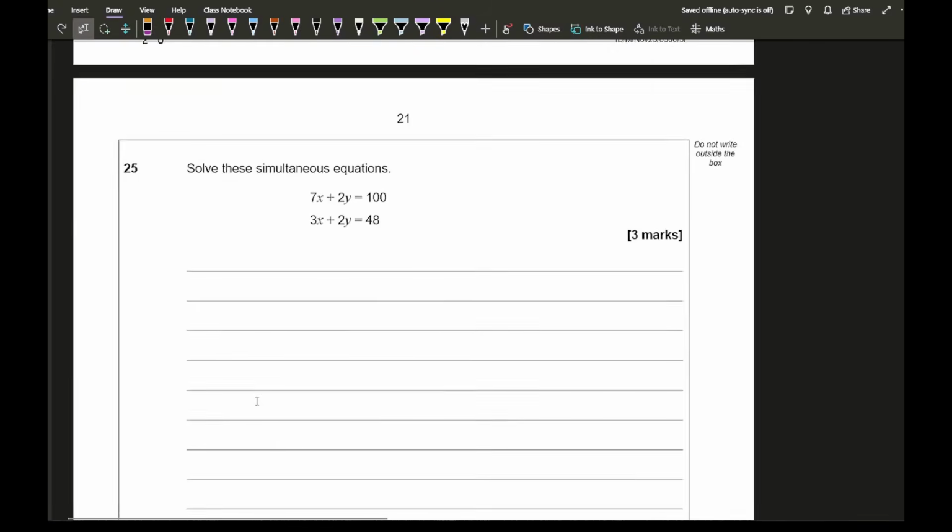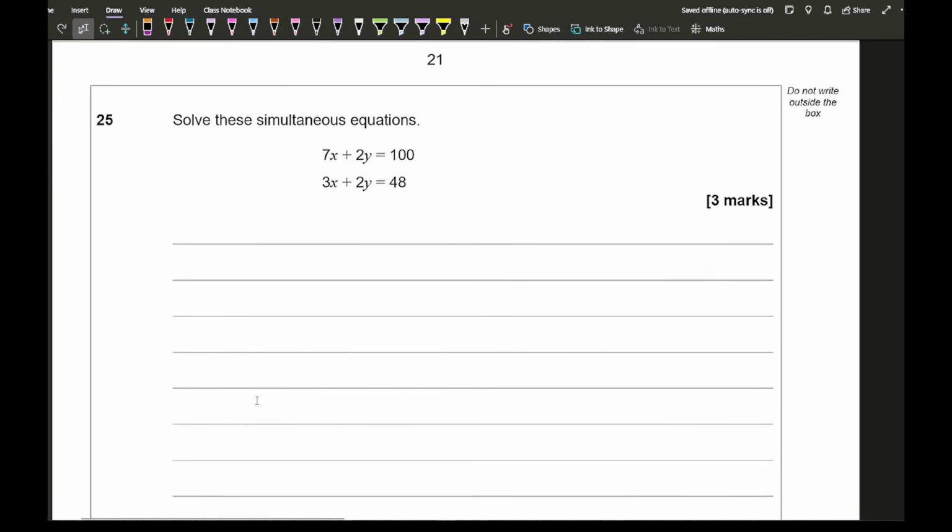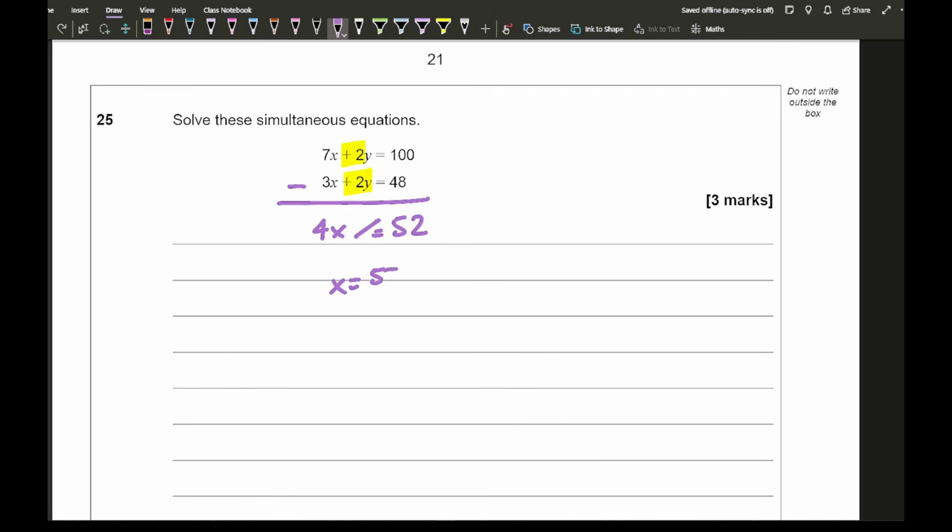Then moving on to question 25, it says solve these simultaneous equations. And so we've got 7x plus 2y equals 100 and 3x plus 2y equals 48. Now, as you can see, our y's are the same, so we don't need to multiply any of the equations by a number. And we notice that the y's are the same sign, so we need to take away the two equations. So here, 7x take away 3x is 4x, the y's cancel out, and 100 minus 48 gives me an answer of 52. So then to work out x, that's going to be 52 divided by 4, which, using the calculator, gives me an answer of 13.